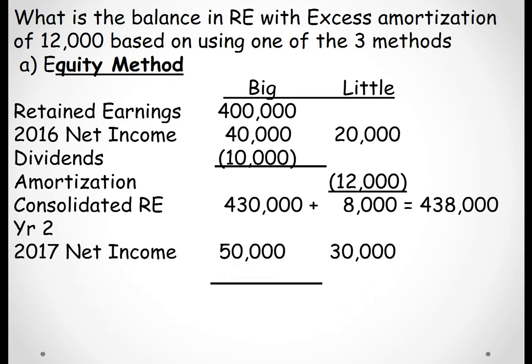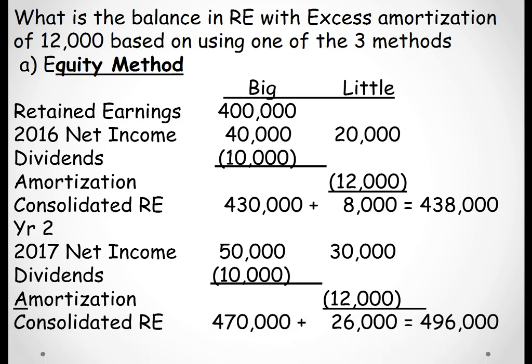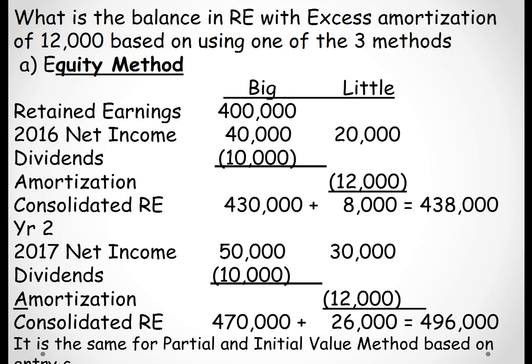We then adjust for the next year's net income, subtract out the parent's dividends, and subtract out amortization of excess over book value for the sub. And now we have consolidated retained earnings of $496,000. It is the same for the partial and initial value methods based on entry C. So just want you to know, you're going to get the same consolidated retained earnings, but we're going to have some additional worksheet entries if we use the partial or initial value method.